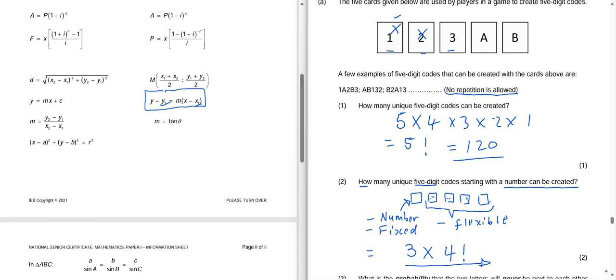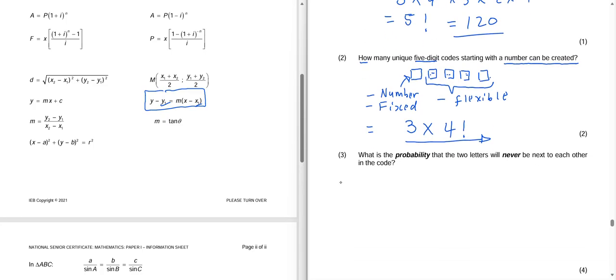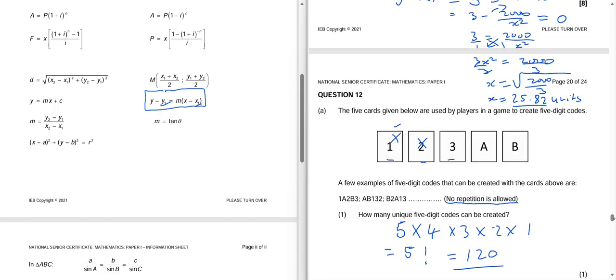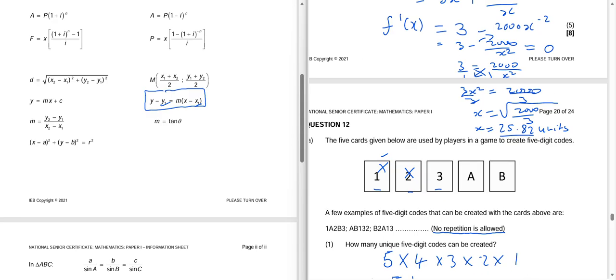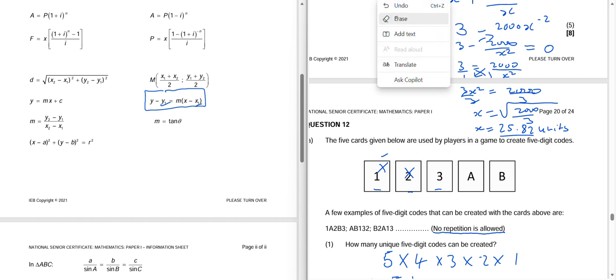And then let's go to the third question. The third question is, what is the probability that 2 letters will never be next to each other in the code? Now we need to go back to our question. What is the probability that two letters will never be next to each other in a code? What does that even mean?